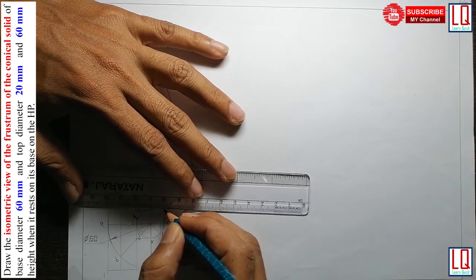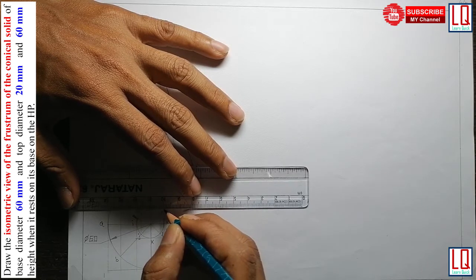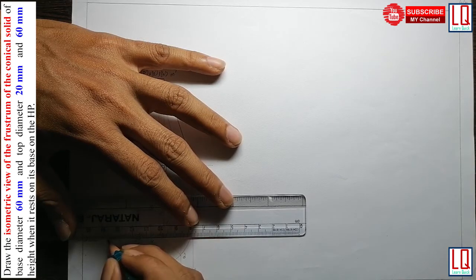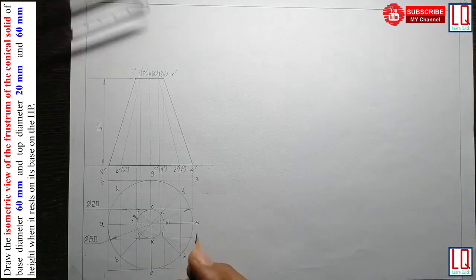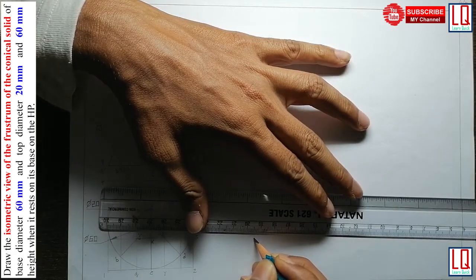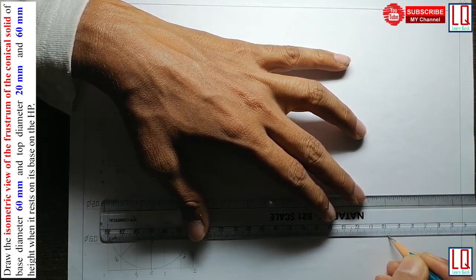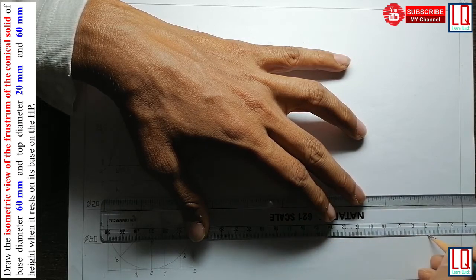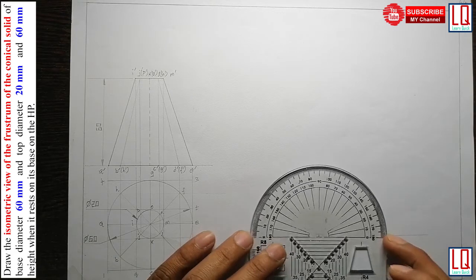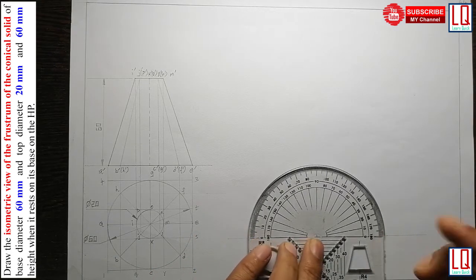Similarly from P and N. So now I mark this as Q, R, S and T. Now draw a horizontal line here and mark a point. Measure 30° on each side.